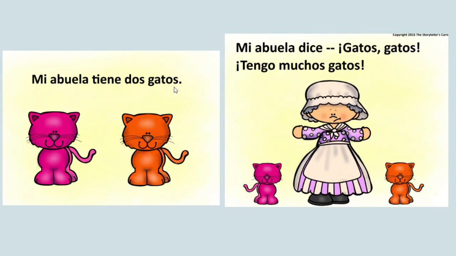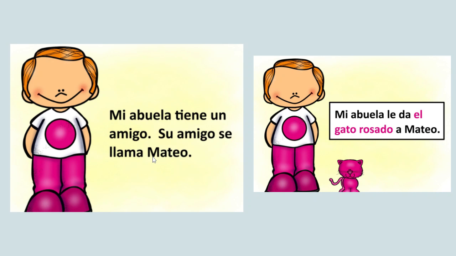Mi abuela tiene 2 gatos. Mi abuela dice, gatos, gatos, tengo muchos gatos. Mi abuela tiene un amigo. Su amigo se llama Mateo. Mi abuela le da el gato rosado a Mateo.